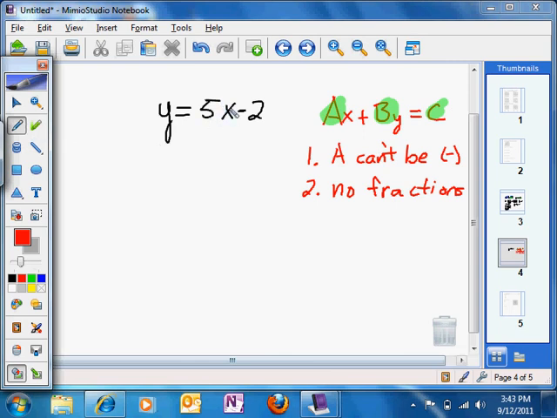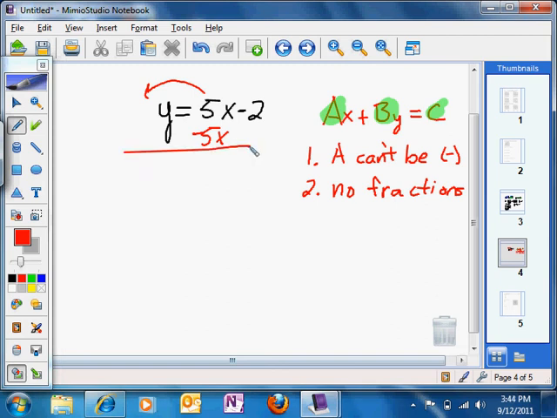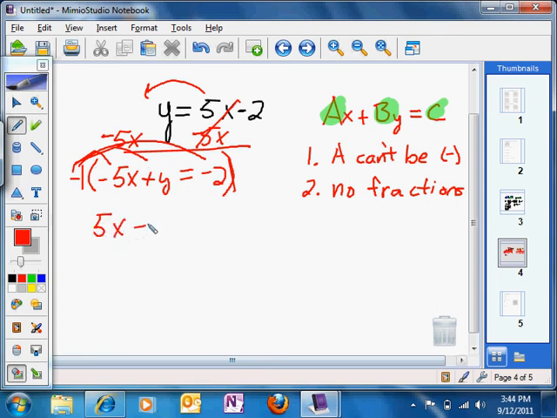So I need to take my x's and move them to the left side of the equation. So I subtract 5x from both sides, and I get negative 5x plus y, because the y is positive, equals negative 2. A can't be negative, which is the number in front of the x, so I have to multiply the entire equation by negative 1, distribute it everywhere, and basically what happens is my signs change. 5x minus y equals 2, and that is how you write an equation in standard form given 2 points.